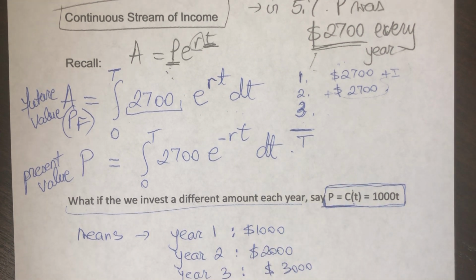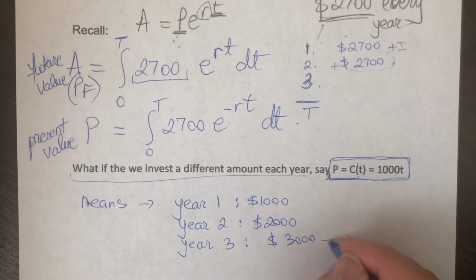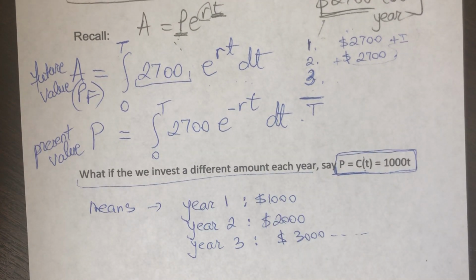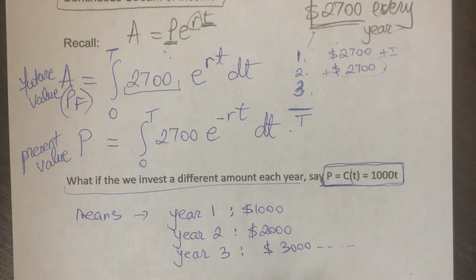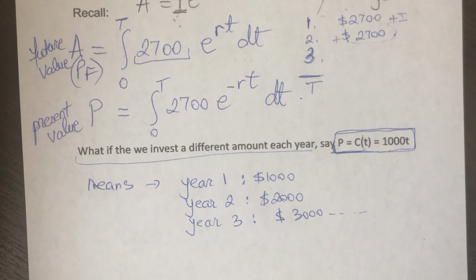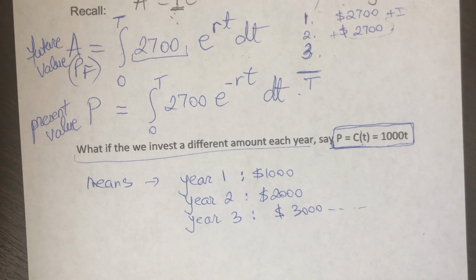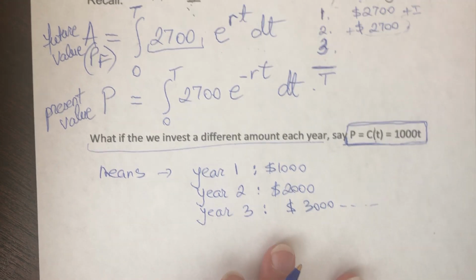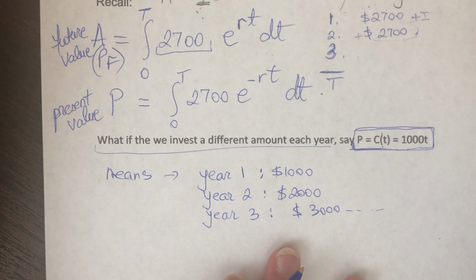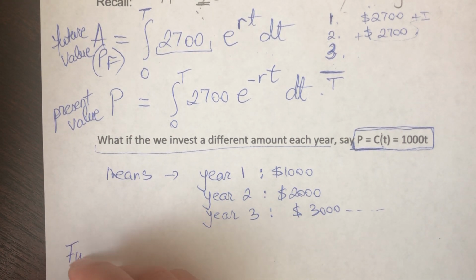But let's say there's a pattern. And every year I put in a little bit more and a little bit more, and I'm not keeping it as a constant. So our principal is not a constant rate of 2,700 per year, but it's changing. So if I want to find both present value and future value, let's find the future value, even though your homework for some reason keeps asking for the present value only. Here is the future value. Maybe I should make you find both.